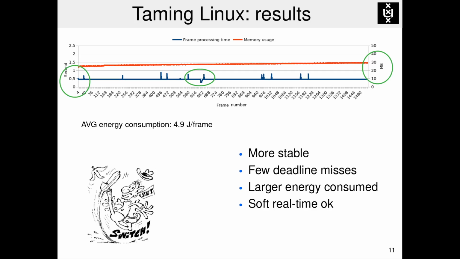specific platform. Then we ran the application a second time, and similarly we observe the processing time per frame. As you can see, it's more stable, we have fewer deadline misses, which leads to less consumption of the memory. So this execution can be good for soft real-time, but we want to reach hard real-time, so no deadline miss at all. But the drawback here after Taming Linux is that we increased the energy consumption per frame from 3.8 to 4.9 joule per frame, which is not very good when we are on a drone which is battery powered.